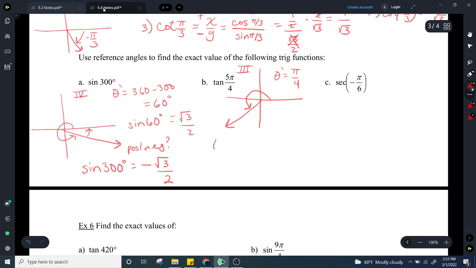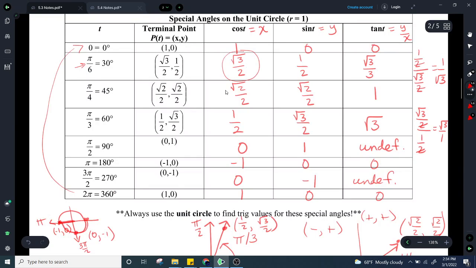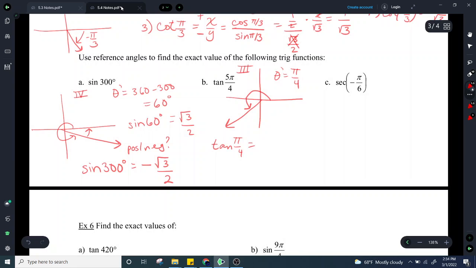So then the question becomes, what is the tangent of pi over 4? Pi over 4, remember, is where sine and cosine are the same. Pi over 4 right here. Sine and cosine are both root 2 over 2. Your tangent value is y over x, and there it is, it's just 1, which should make sense. If I do root 2 over 2 divided by root 2 over 2, that should leave me with 1. So the tangent value there is 1.